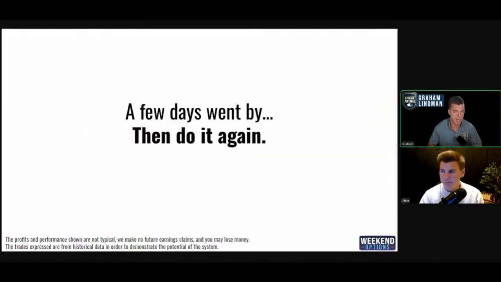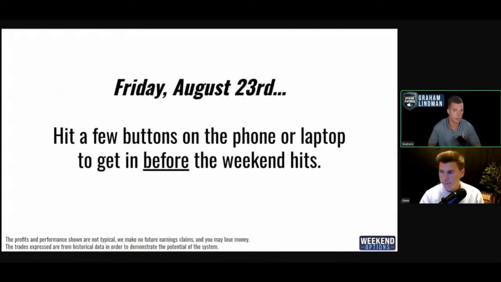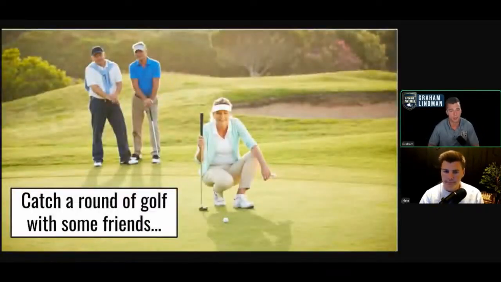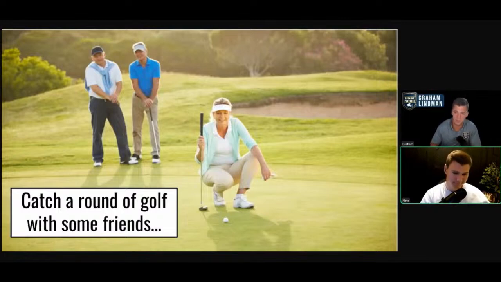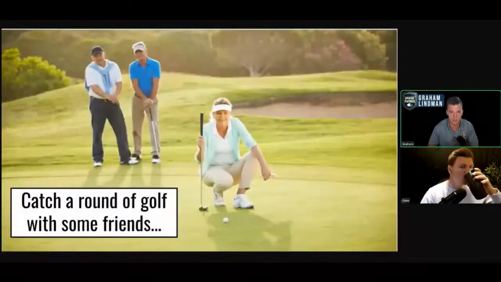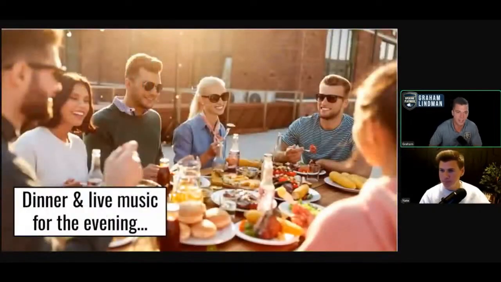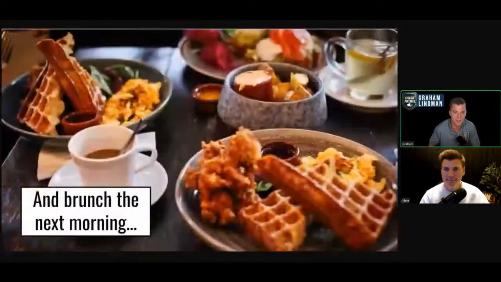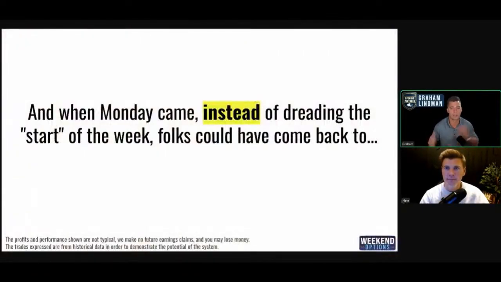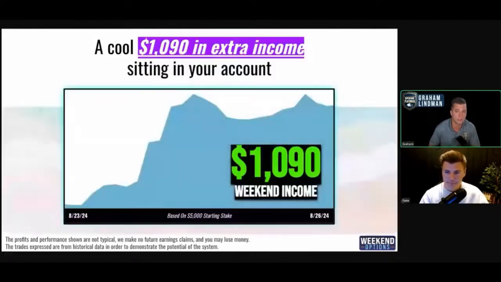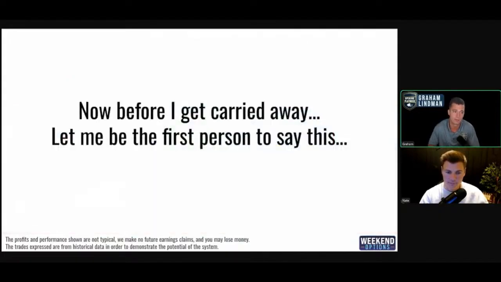Then a few days go by and you can do it all again. Friday, August 23rd, the next Friday, hit a few buttons on the phone or laptop to get in before the weekend hits. Maybe catch a round of golf with some friends. I'm too bad to play golf. I just go to the driving range and that's about it. Try and get past 10 feet. Dinner and live music for the evening and brunch the next morning. Whatever it is you like to do. When Monday came, instead of dreading the start of the week, folks could have come back to an extra $1,090 in weekend income. Pretty awesome.